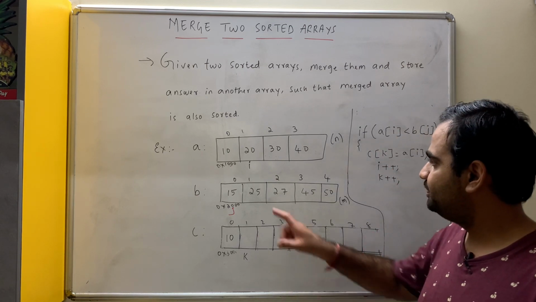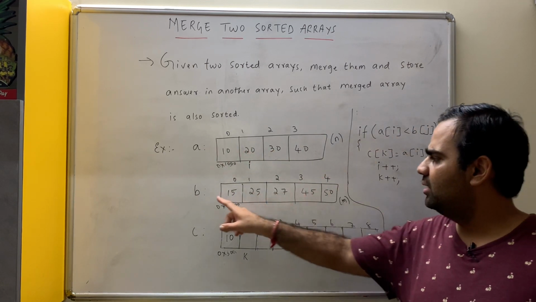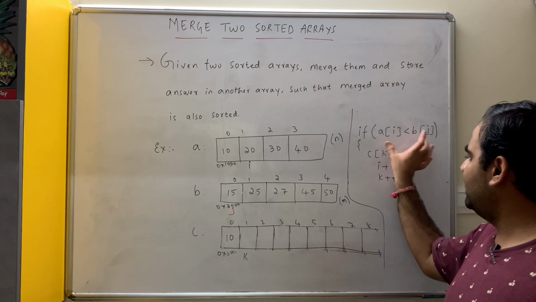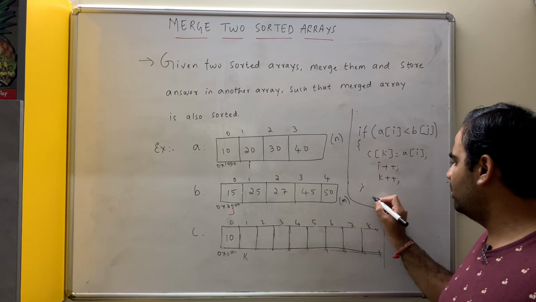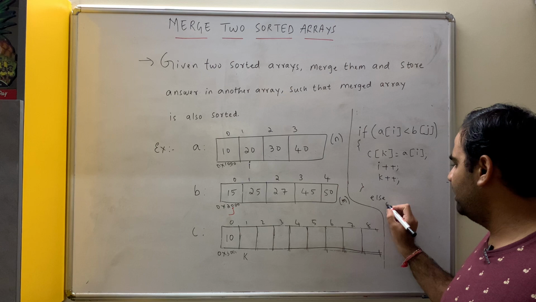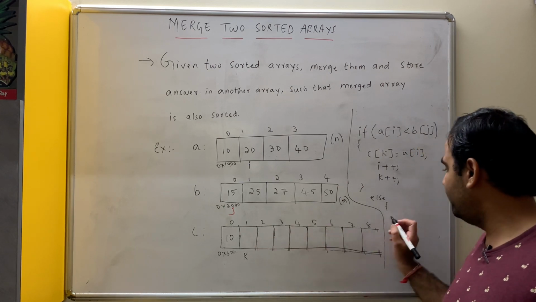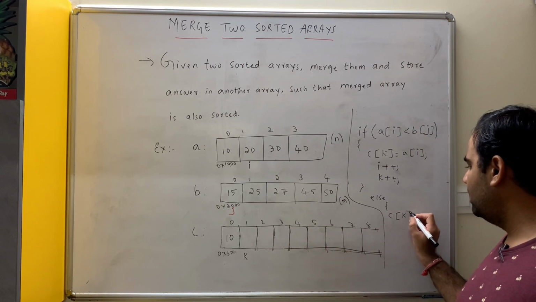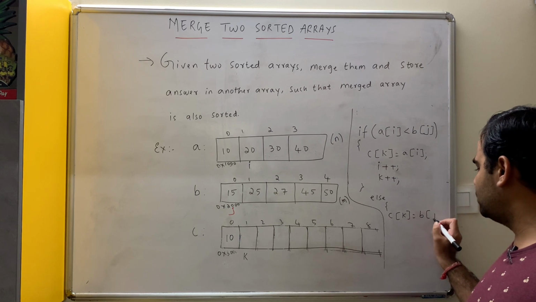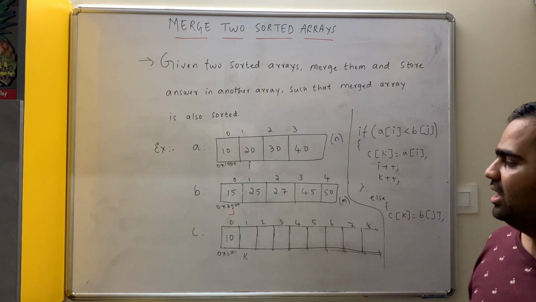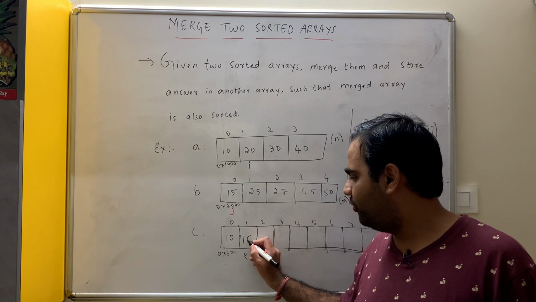Again you compare. A of I is 20, B of J is 15. Is 20 less than 15? No sir, 20 is not less than 15. Hence we execute the else part. And what do we store at C of K? I store B of J at C of K. Now what is B of J? B of J is 15.